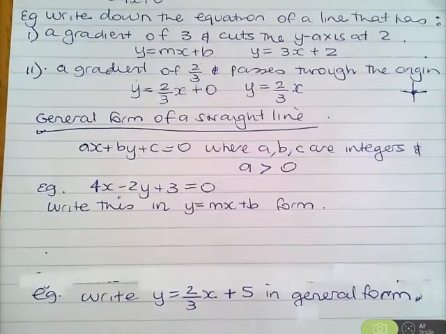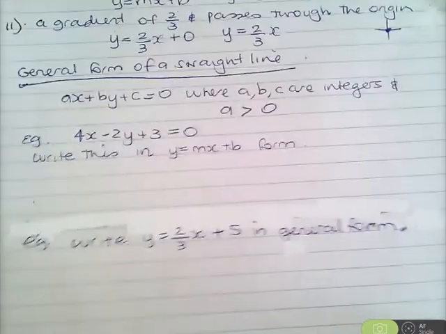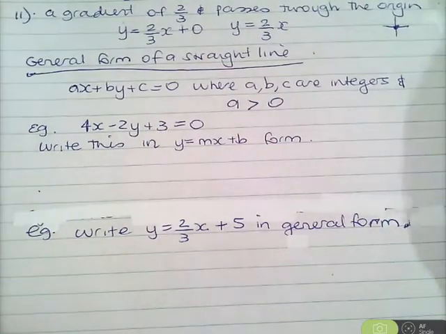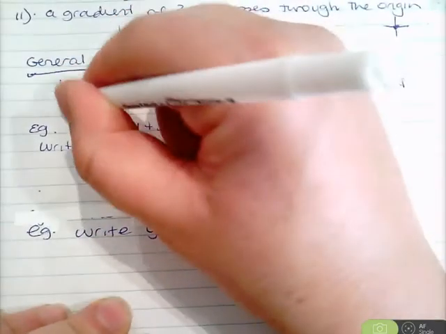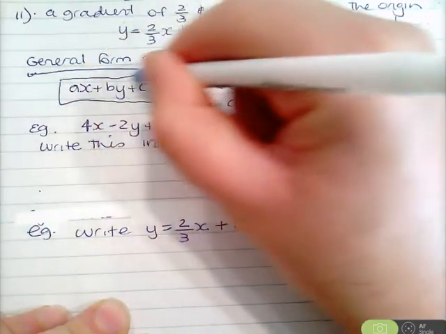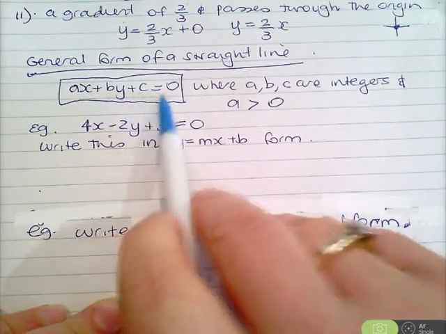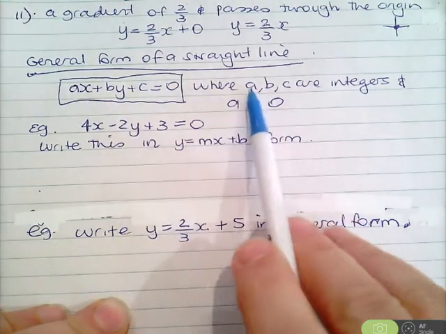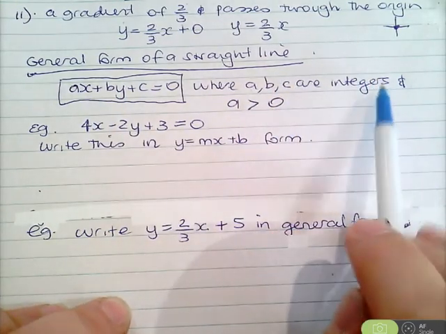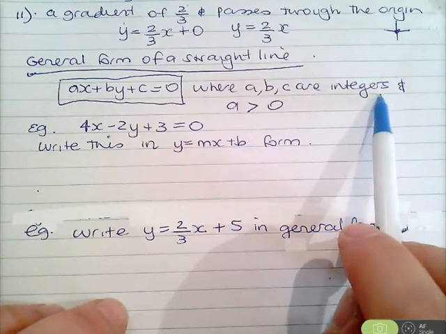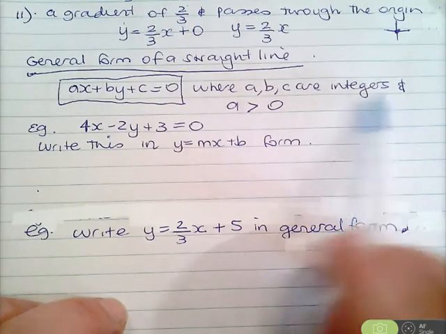Now, we're also going to look at the general form of a straight line. The general form of a straight line is as follows, where you write it as ax plus by plus c equals 0. Now, the thing with this is a, b, and c must be integers. Now, integers are whole numbers or 0.